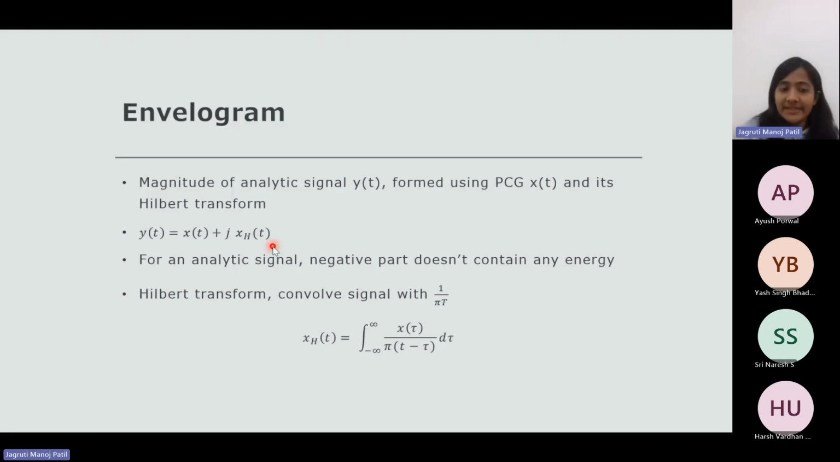I didn't say what the Hilbert transform here was, but what we do is convolve the signal with 1 by pi t. So we get something for the Hilbert transform, something like this. Now this is very difficult to compute numerically, and there's no direct integral formula, proof or theorem available for this. And again, for an analytic signal, the negative part doesn't give any energy over here.